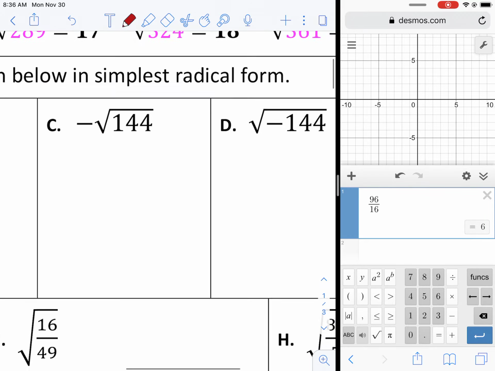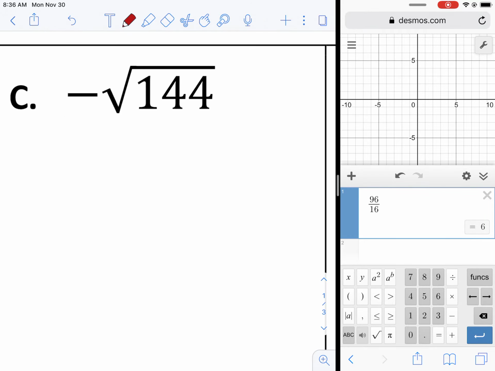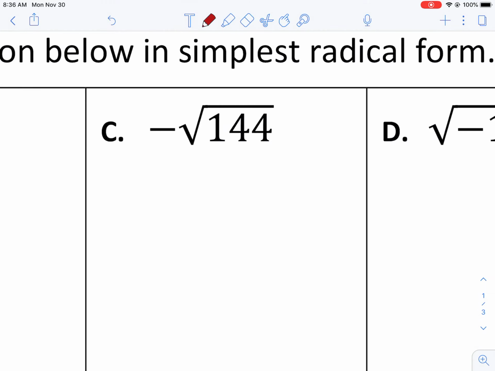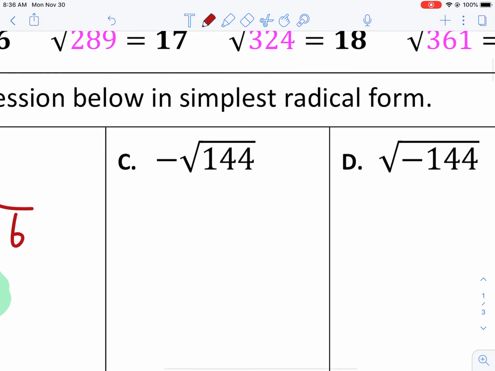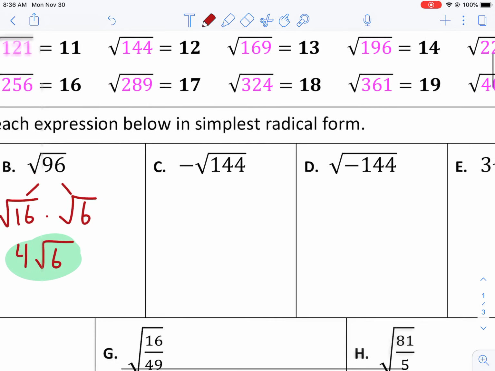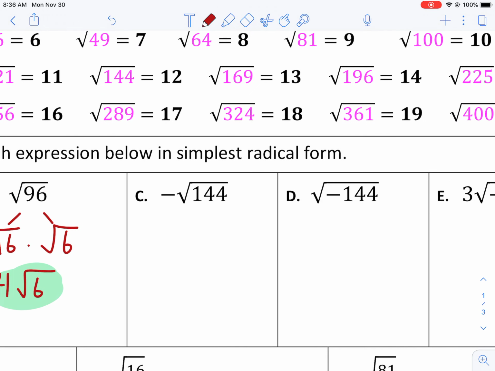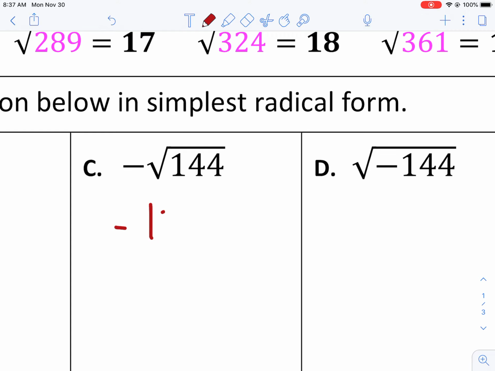Now, if there's a negative out in front, remember that doesn't mean anything. That just means the negative is still out in front when we have our answer. So all we're trying to do is simplify the square root of 144. We see here the square root of 144 is 12, so this is just negative 12.